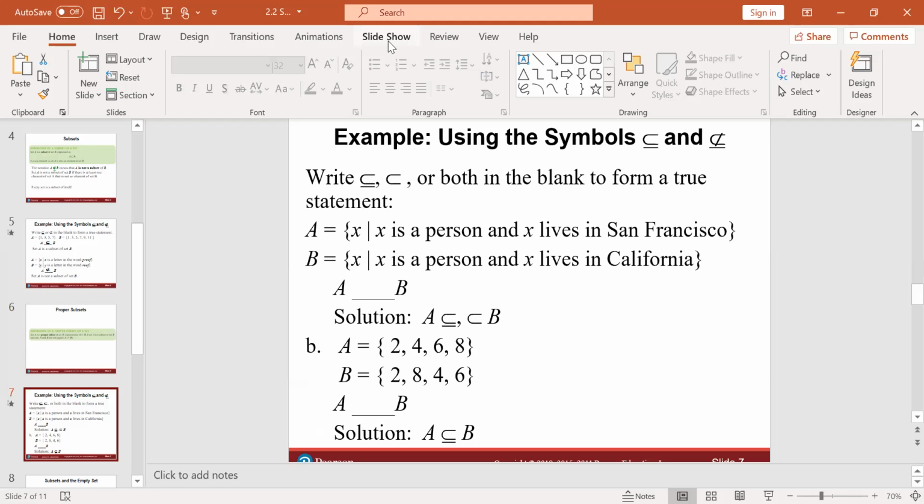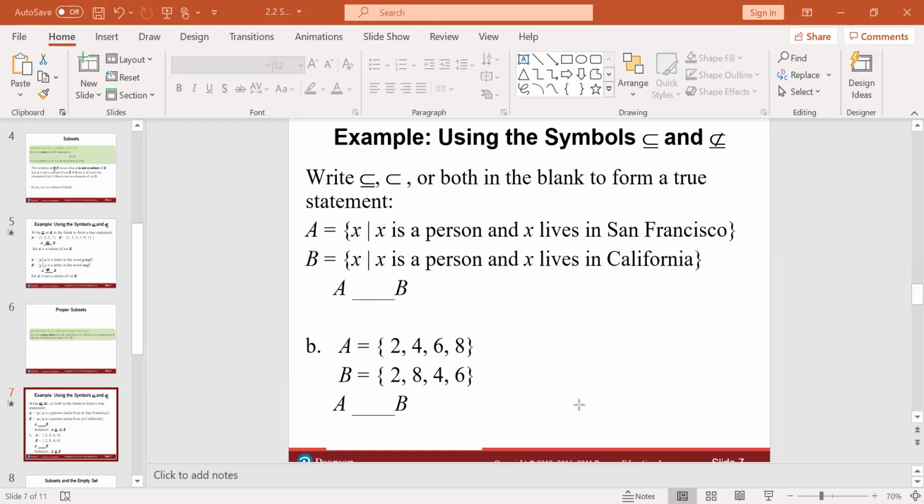All right. So in this activity, we're going to write either the is a subset symbol, or the is a proper subset symbol, or neither. So let me delete a few things here.